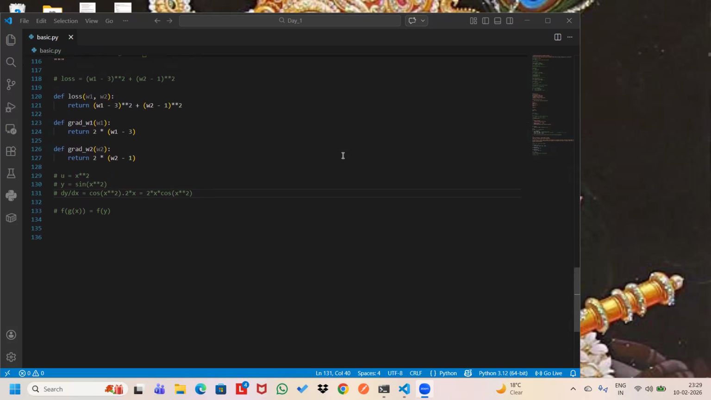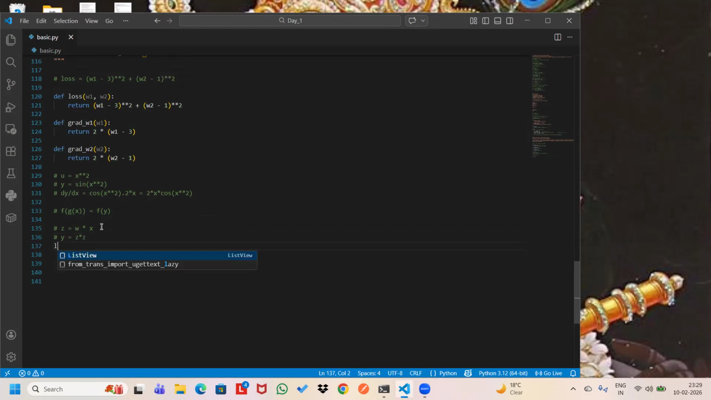Now let's talk about why the chain rule is needed. In real-life machine learning, this is not a one-step process. Let me give you an example over here, and it will be easy to understand. Suppose I have z equals w into x. This is my first equation. The second equation would be y equals z into z. This is my second equation.